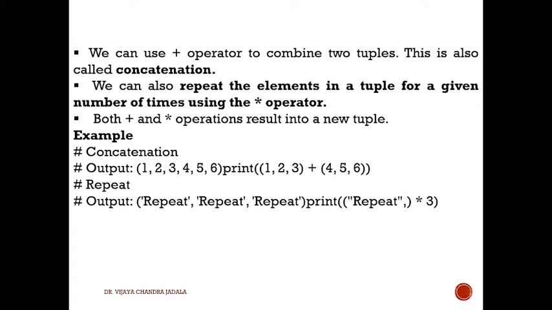The first example, the plus operator, that is concatenation, outputs 1 2 3 4 5 6. If we give print of (1, 2, 3) + (4, 5, 6), then the output will be the concatenated result. Then repeat: repeated 3 times will be printed if we give the statement print repeat * 3. So this is all about concatenation and repeat, that is plus and asterisk operations.